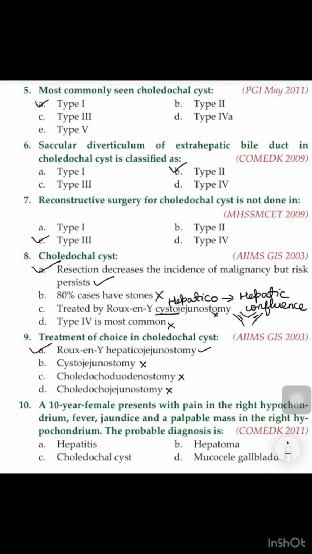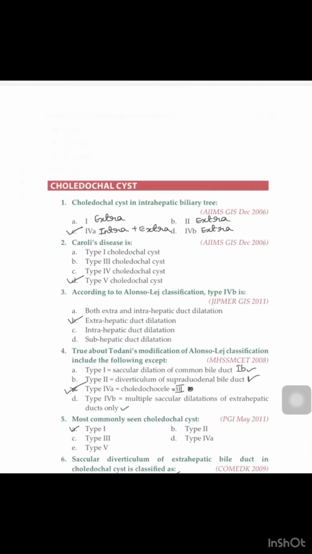A 10-year-old female presents with pain in the right hypochondrium, fever, jaundice, and a palpable mass in the right hypochondrium. So the probable diagnosis is not hepatitis, because they don't present with a palpable mass. Usually hepatomas come with only a palpable mass and there's no fever and jaundice. Choledochal cyst is the correct option. And mucocele of the gallbladder, there is no jaundice in mucocele of the gallbladder. So the correct option is choledochal cyst.